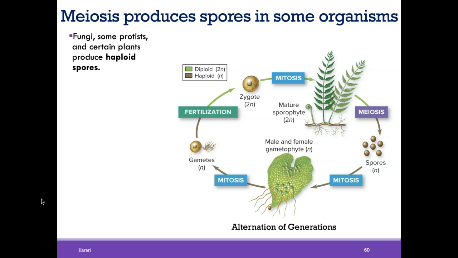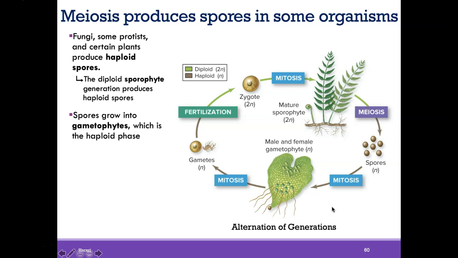So fungi, some protists, and certain plants produce haploid spores. And these spores are produced by what's called the sporophyte generation. So there's a certain form of plant called the sporophyte, which is the diploid sporophyte generation, that produces haploid spores by meiosis. So this fern, for example, produces spores by meiosis. Those spores are haploid.